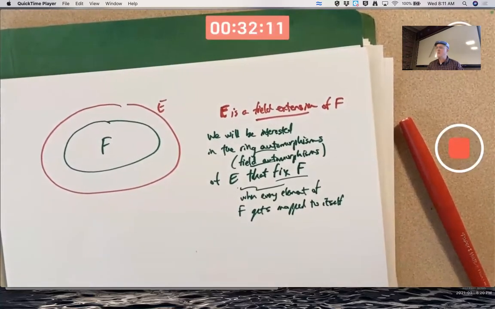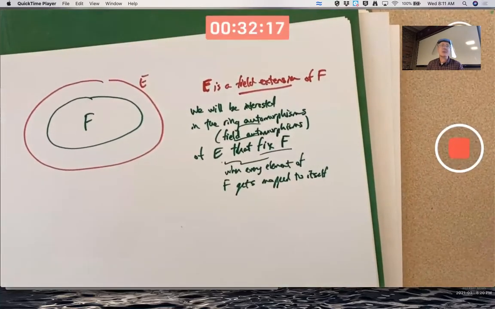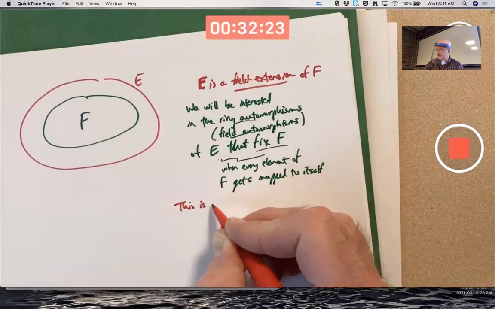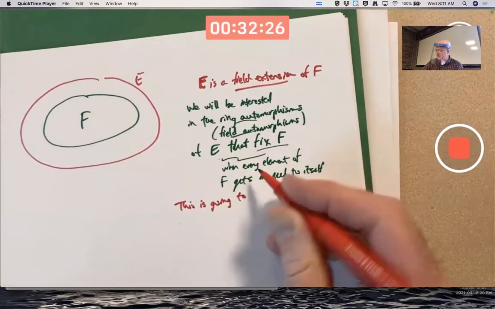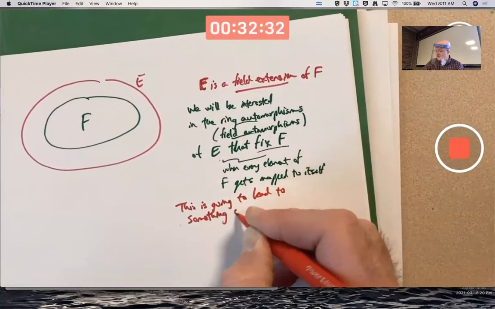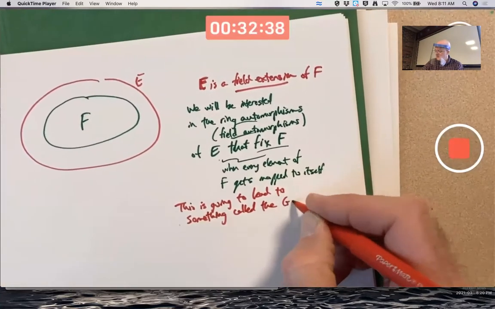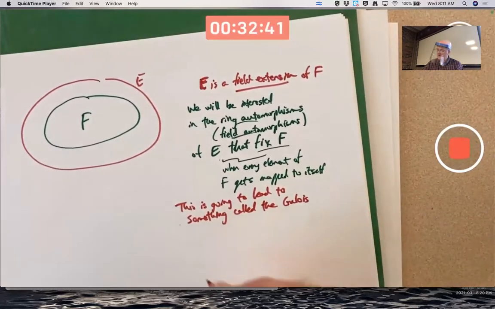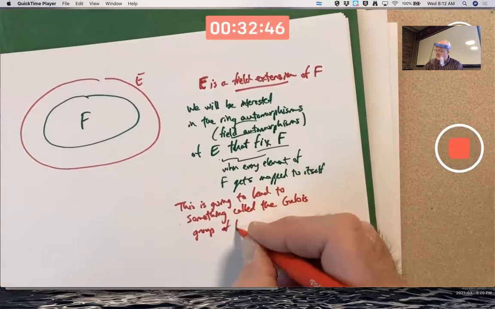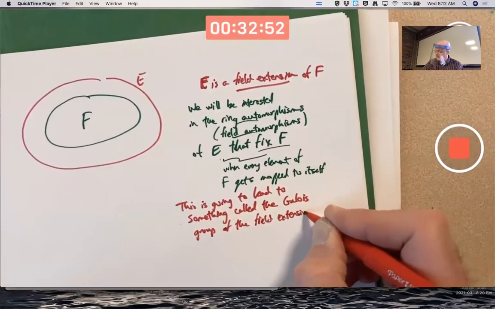This is going to help us construct something called the Galois group. And we're ultimately going to use group theory to understand it all. This is going to lead to something called the Galois, and you spell Galois in a strange way. It's French. Don't say Galois. Say Galois group. Of the field extension E over F.